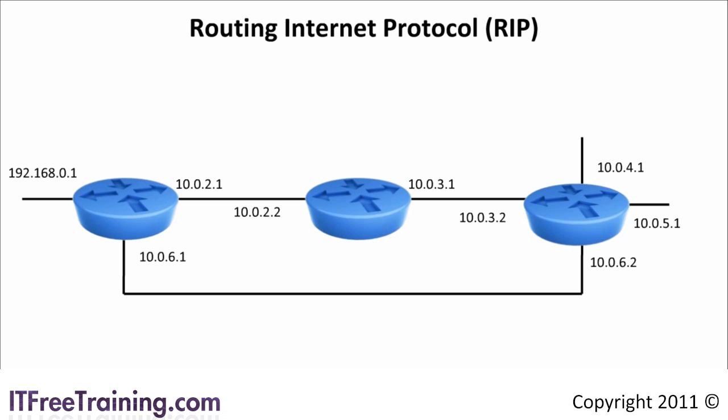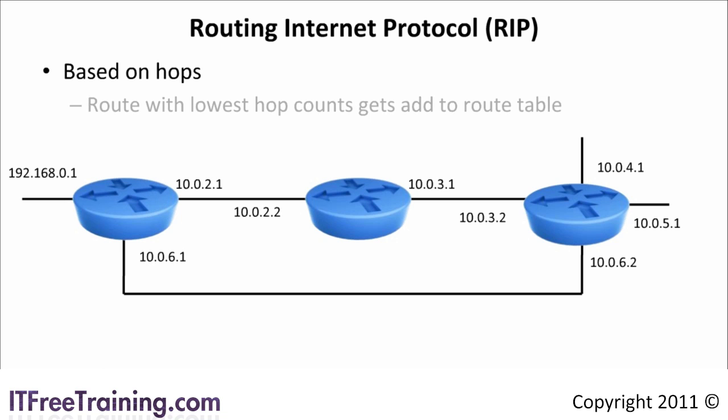If you decide to use RIP in your network, remember, RIP is based on hops. When network traffic goes through a router, this is called a hop. The route with the lowest hop count gets added to the route table. If all your network connections are the same speed, this works well. But if you have some low-speed network connections, you will find that RIP will route traffic over these rather than over the high-speed network connections if the hop count is lower. This can cause a lot of performance problems.